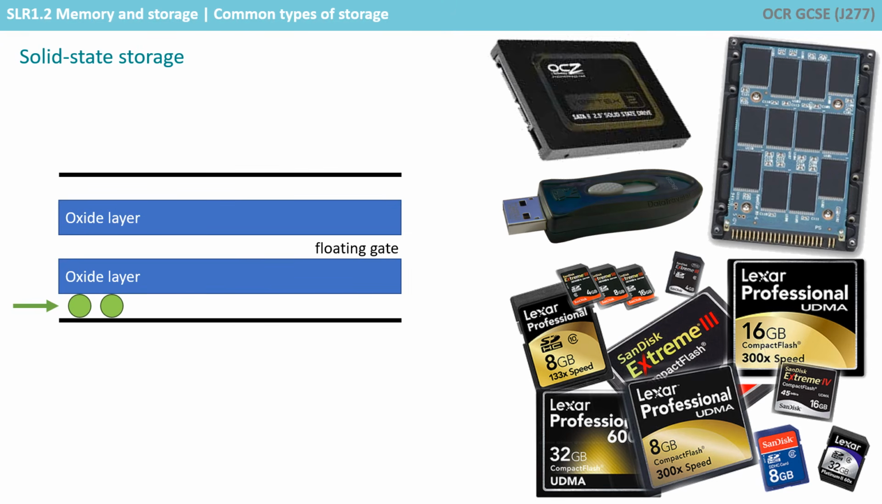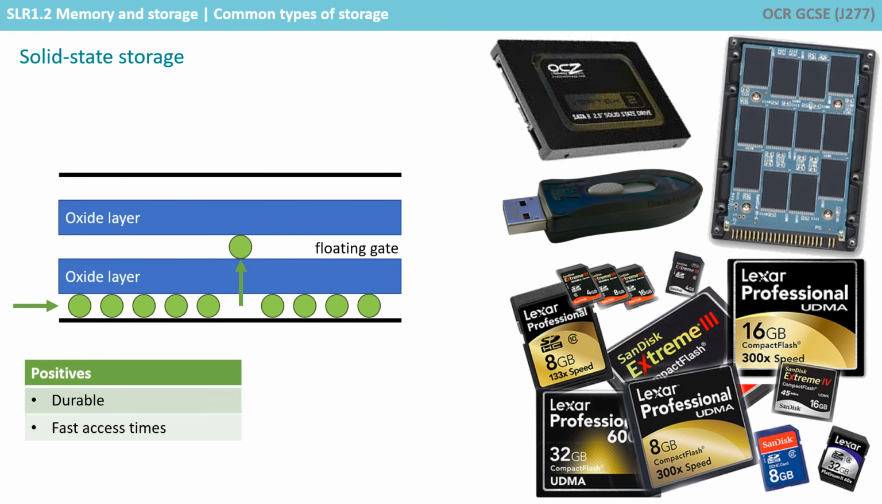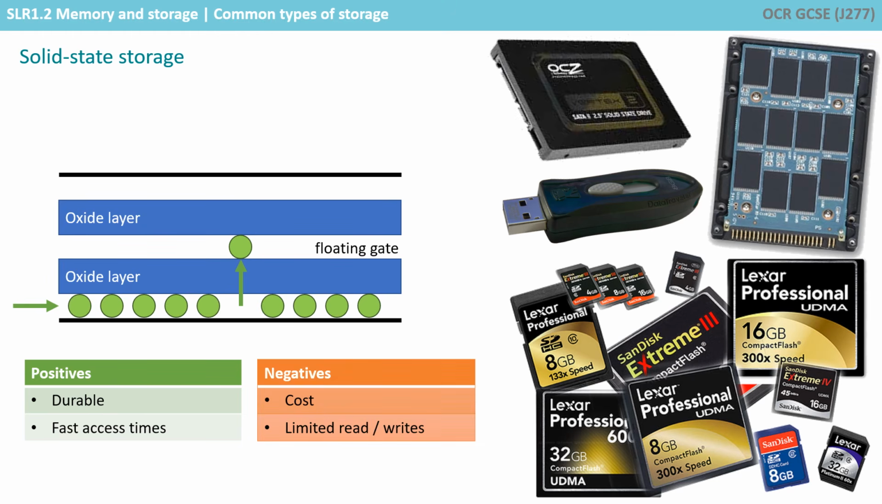Solid-state drives work by a flow of electricity forcing electrons into floating gates between two oxide layers. This causes a change in the charge in the floating gate, and this can be measured as a 0 or a 1. Over time, the oxide layers deteriorate, meaning that eventually the transfer of electrons will become unreliable. This means that solid-state media has a limited number of read-write cycles and therefore a limited lifespan.